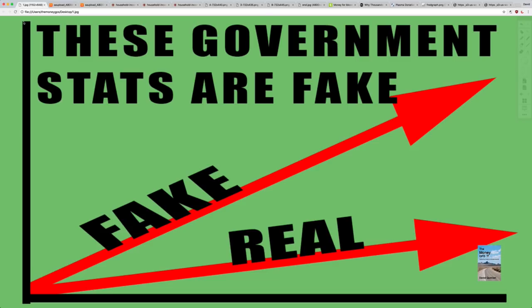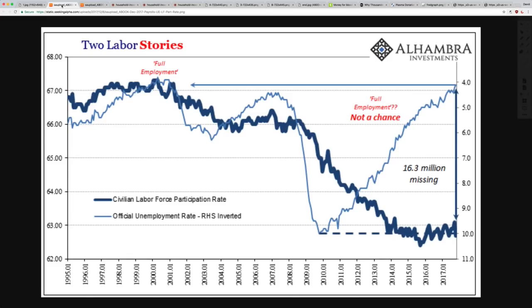You came here for the truth, so let me unveil that for you. Today we're going to look into several charts. Let's begin. Two labor stories. We are told today that the unemployment rate is at 4.1%.